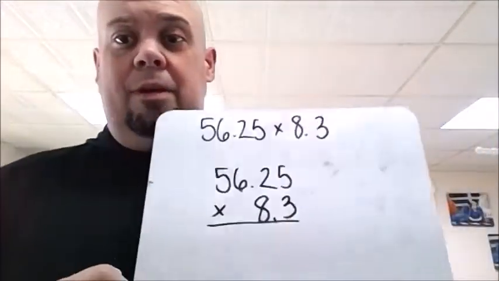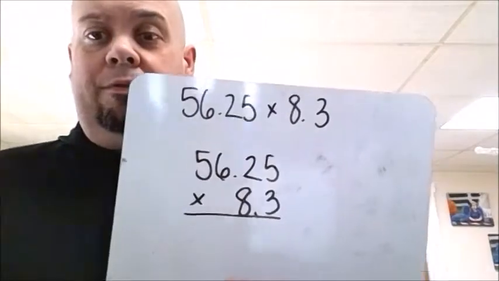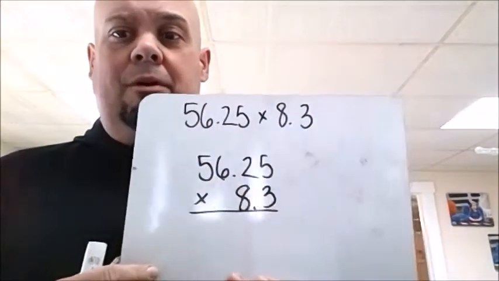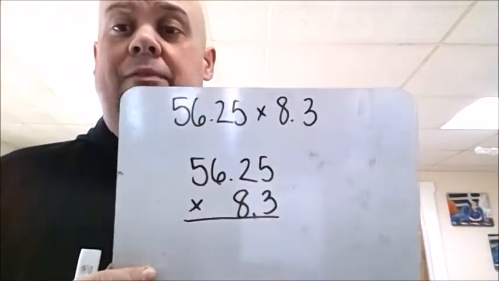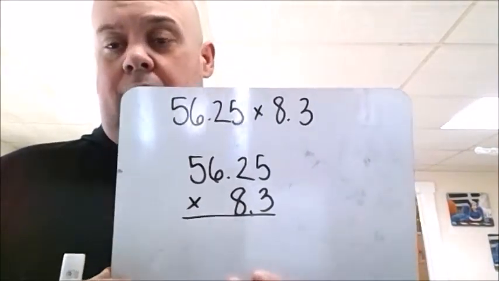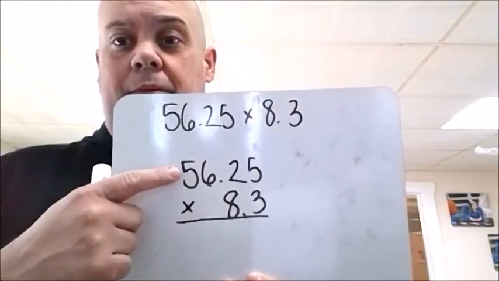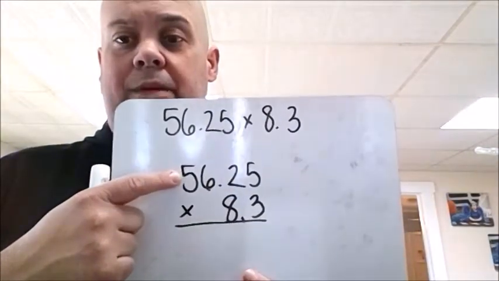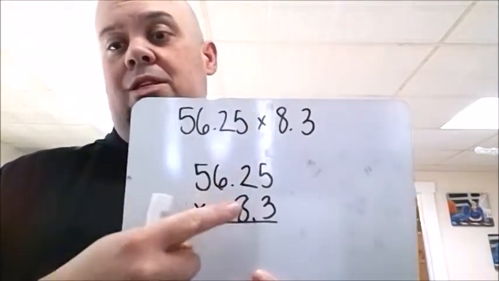Alright, today we're working on multiplying decimal numbers. You have an example on your page today, 56 and 25 hundredths multiplied by 8 and 3/10. So to set that up, we put the number with the most digits up top. Notice I said the most digits.